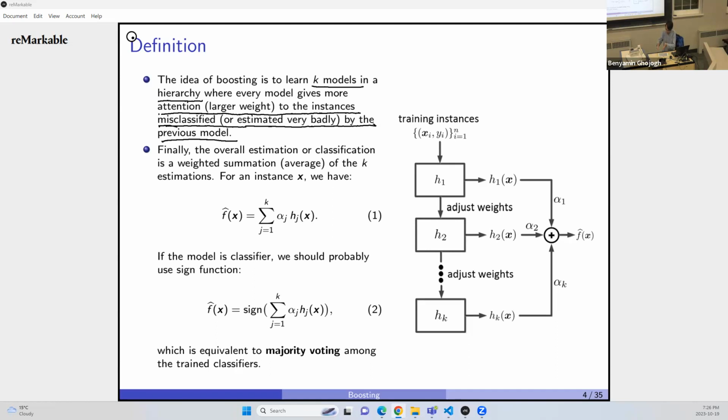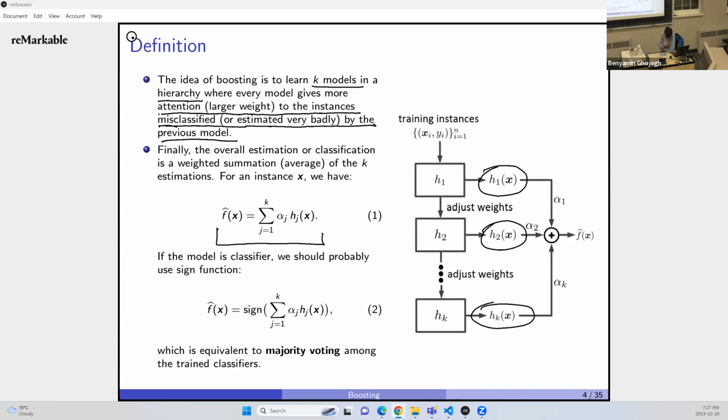For the points where H1 didn't perform well, I weight them more for H2. So H2 should consider them with more weight, should attend to them more, right? And so on. We see which ones work better on H2, etc., and then we weight them again. So finally, the overall estimation. By the way, from each of them we have some estimation, a predicted value, right? But what is the final one? Again, we need to aggregate them, right?